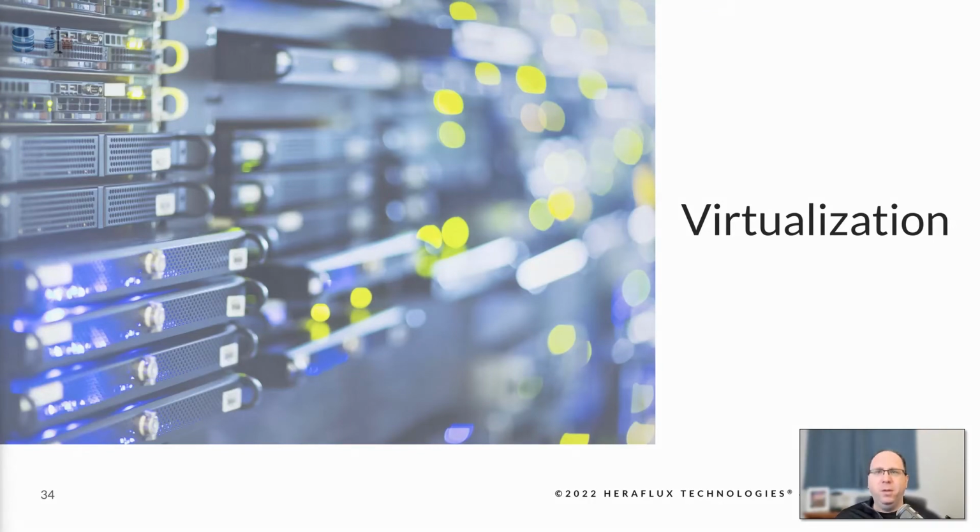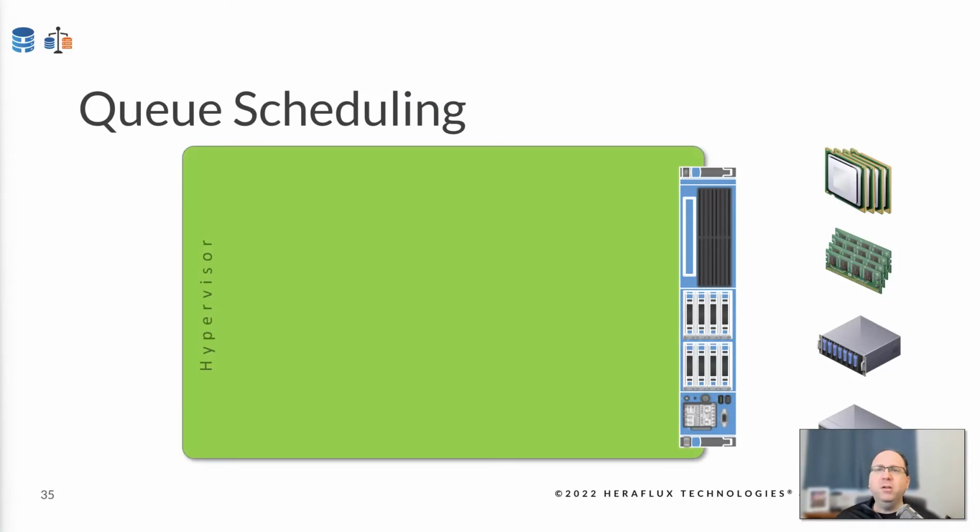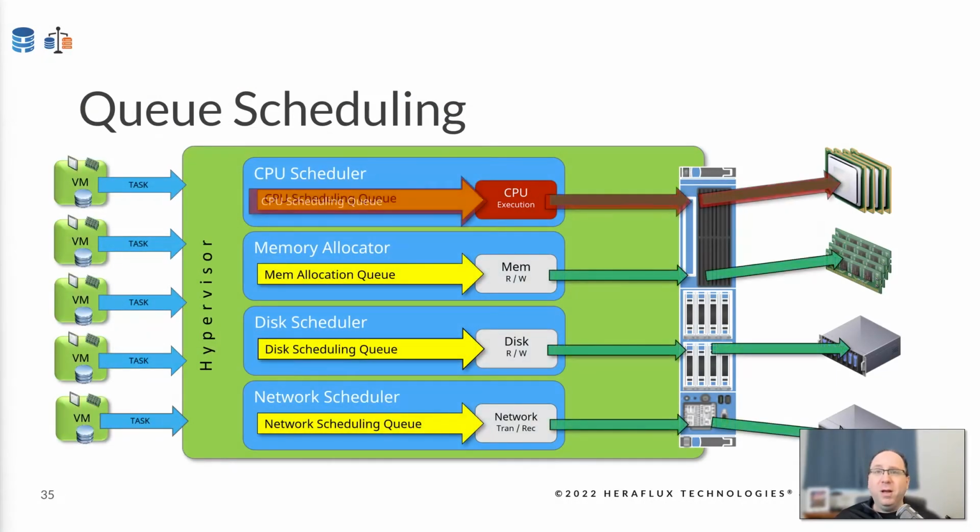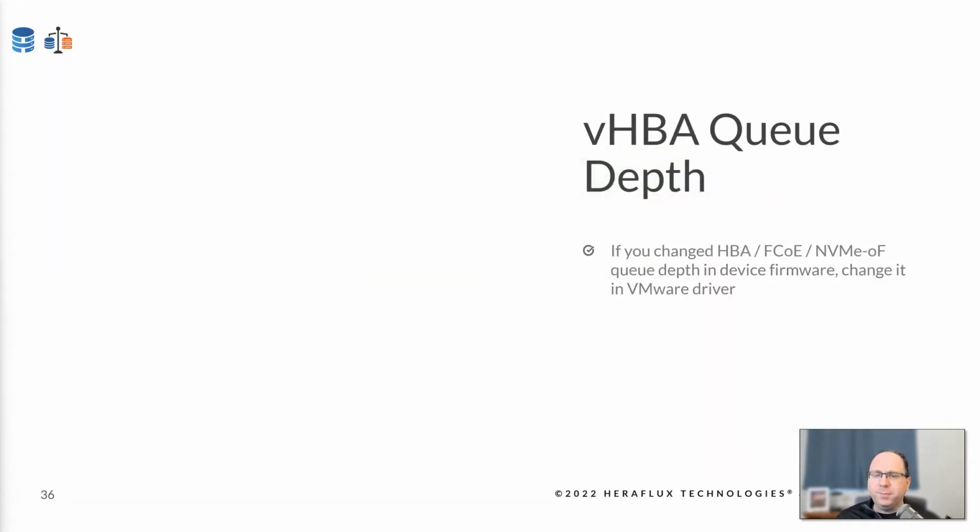Next step, virtualization. Regardless of the hypervisor, guess what? Every single request from that virtual machine has to traverse the hypervisor resource scheduling queue in order to make it there. So CPU, memory, network, disk, all of them have individual schedulers and individual queues. And if these queues are choked up anywhere, you end up with a problem.